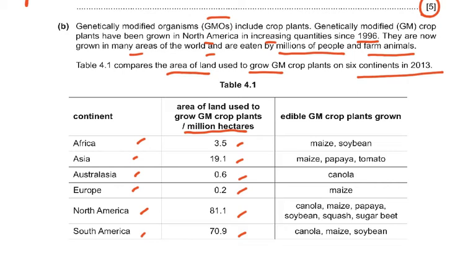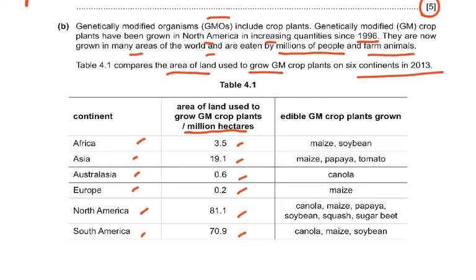These are the things which you need to think about. We just know this is the million hectares. In Africa, 3.5 million hectares has GM crops. In Asia, 19.1 million hectares, and Asia is a continent. We don't even know which countries or whatever. We have no information on that.